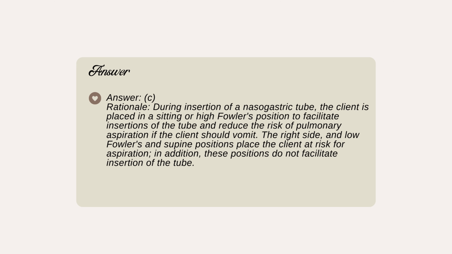Answer: C. Rationale. During insertion of a nasogastric tube, the client is placed in a sitting or high Fowler's position to facilitate insertion of the tube and reduce the risk of pulmonary aspiration if the client should vomit. The right side, low Fowler's, and supine positions place the client at risk for aspiration. In addition, these positions do not facilitate insertion of the tube.